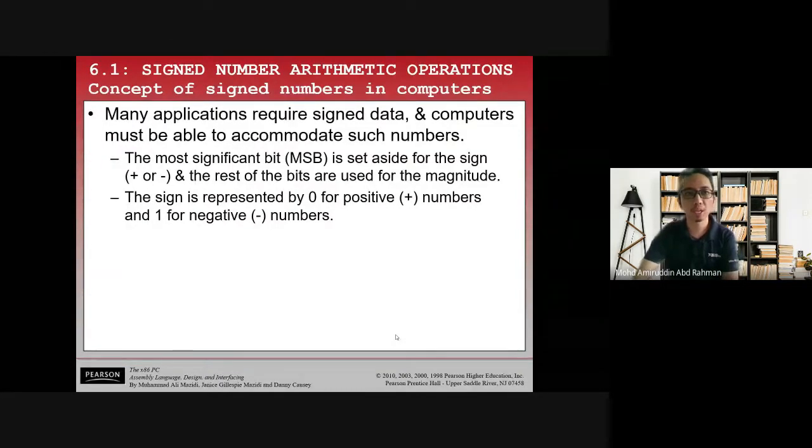So many applications require signed data, and the computer must be able to accommodate such numbers. For example, the most significant bit is set aside for plus or minus. As we did in binary addition and binary subtraction, if we get one, then the sign should be negative, right? If it is zero, it will be positive. And the rest of the bits are used for the magnitude. The sign is represented by zero for positive, and one is for negative.